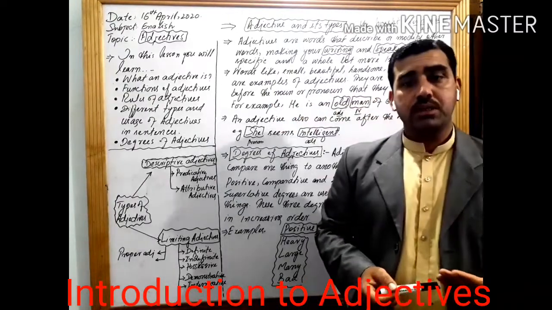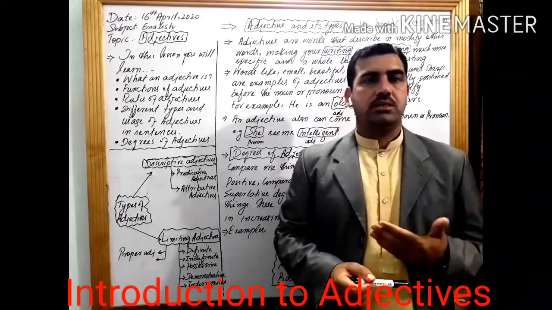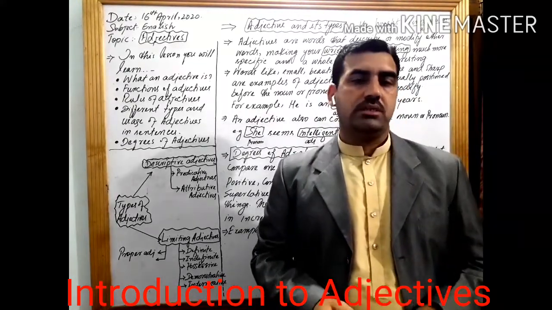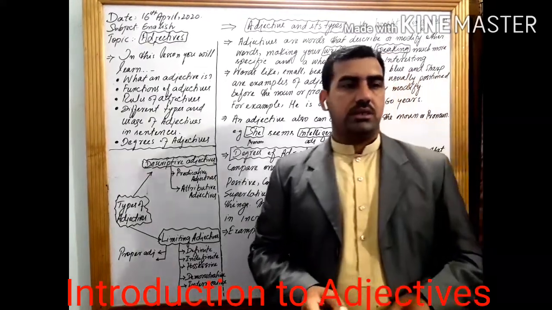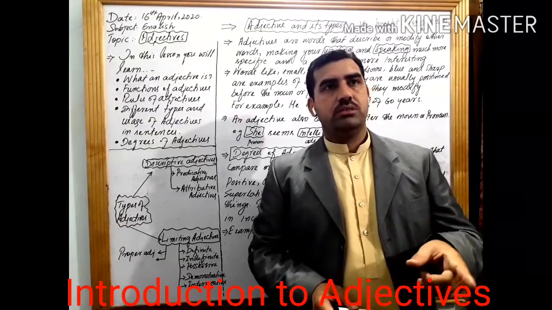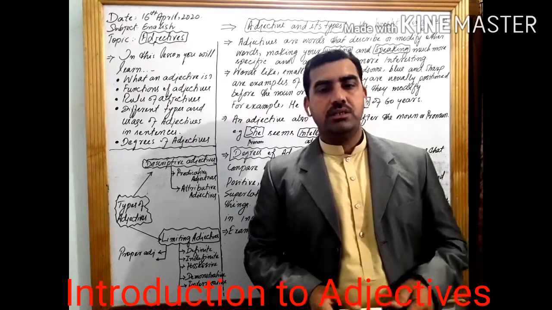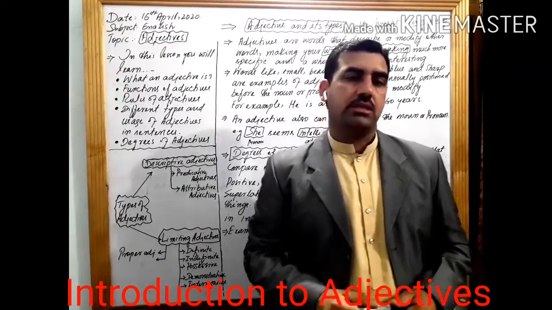Number two example, the kids became happy. So happy is an adjective which is at the end of this sentence. Number three example, the movie is interesting. So movie is a noun, the verb is, and interesting is an adjective, and interesting is used at the end of this sentence.